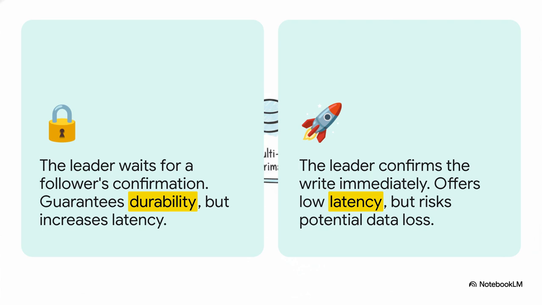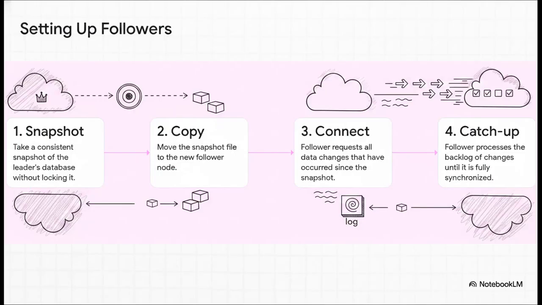Asynchronous is the total opposite. The leader gets the write and immediately tells the client, we're good. It's incredibly fast. But now you have a window of risk. If that leader crashes a split second later, before it managed to tell the followers, that write is just gone. Poof.